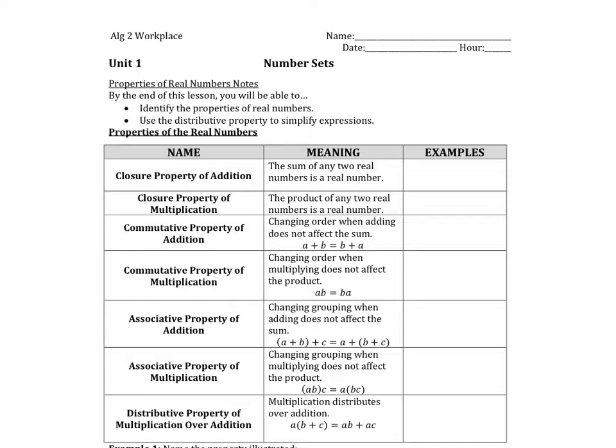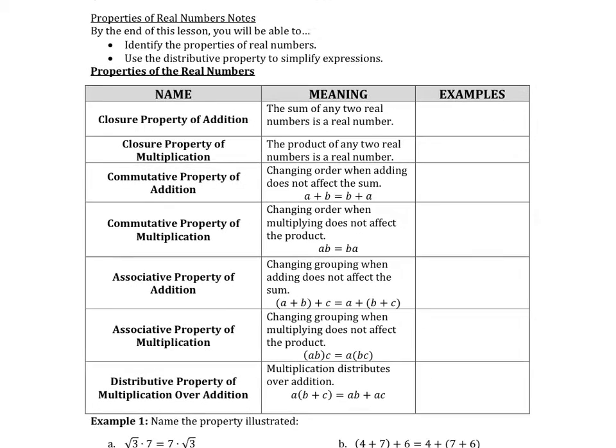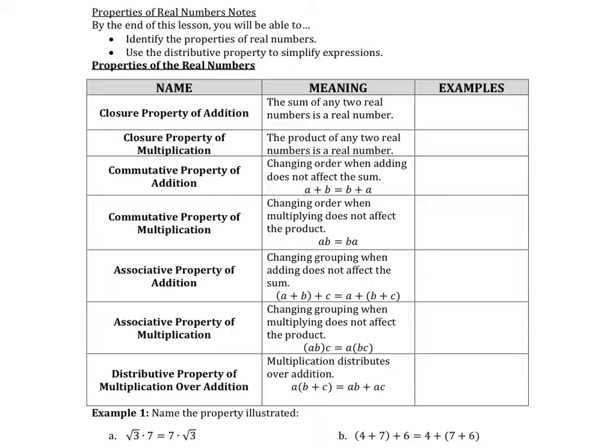Yesterday we talked about the different subsets of real numbers, like how to classify them and put them into categories. Today we're going to talk about the properties of real numbers. Most of the definitions are already written out in this chart here for you, so we're just going to talk about the different examples and how to identify these properties.